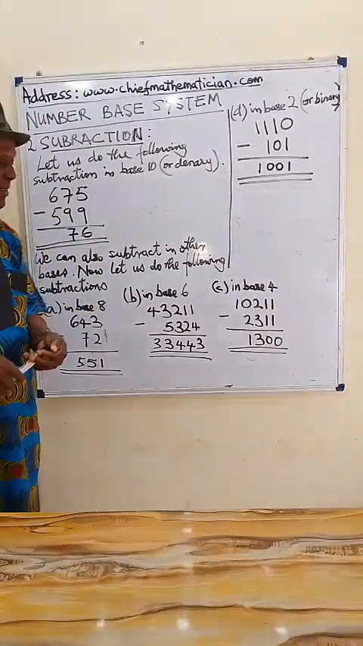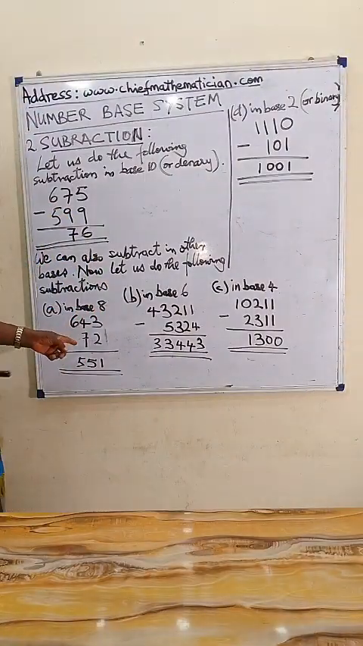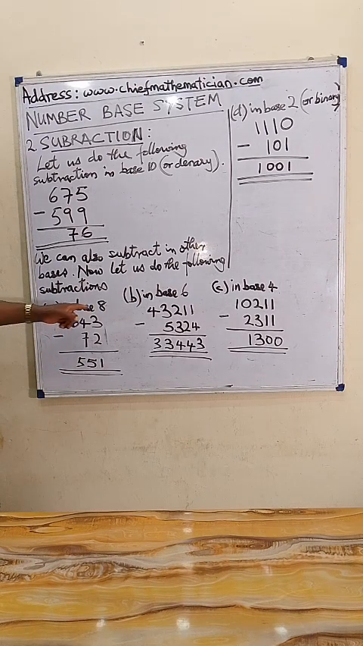Now, having explained that, we come back to our subtraction. In base 8, we want to subtract 72 from 643.